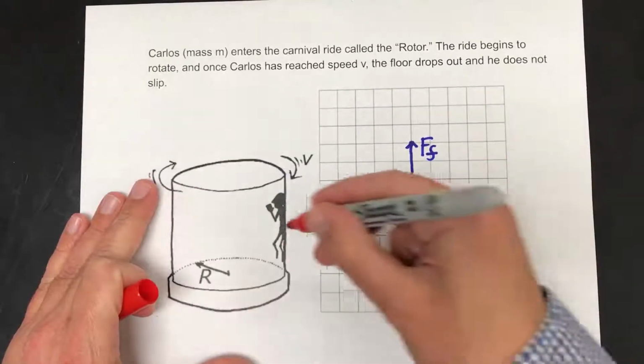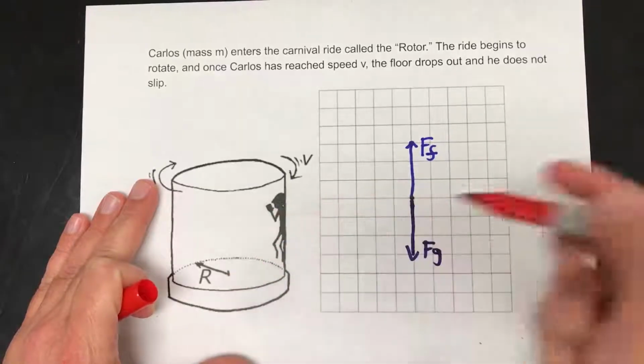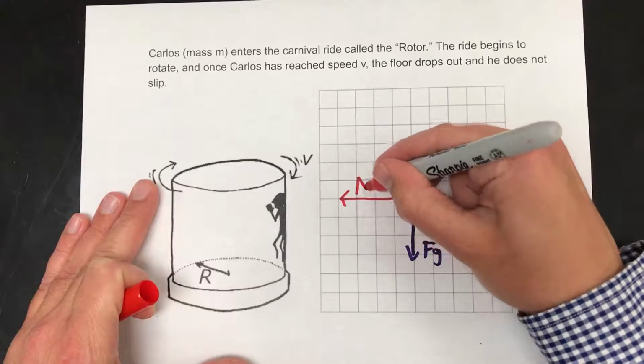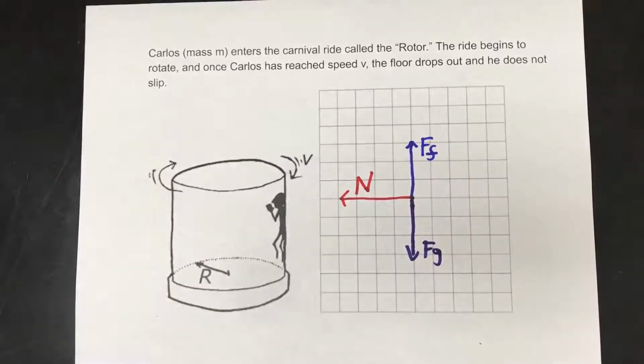So he is going in a circle. Here's the center of the circle. Something must be pushing him towards the center, and that is actually the normal force of the wall pushing against Carlos towards the center there. So that is part one.